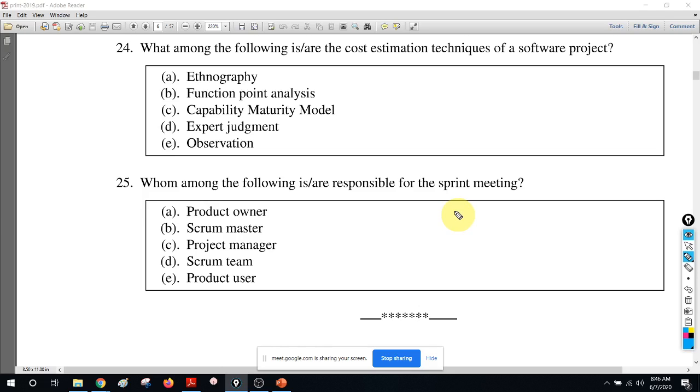Now it asks who is responsible for the sprint meeting, right? For me, actually, for the sprint meeting, everyone must be there. Everyone must be there, right? So unfortunately, the answer says B, Scrum Master.